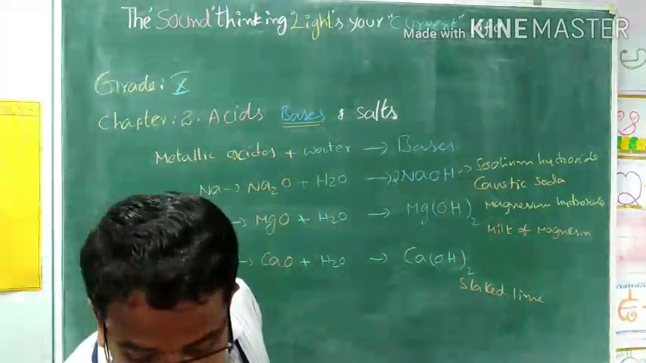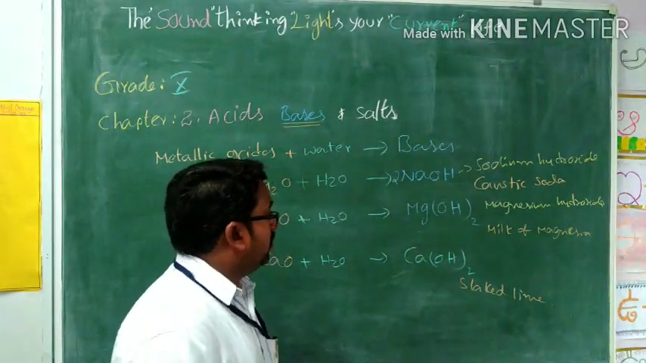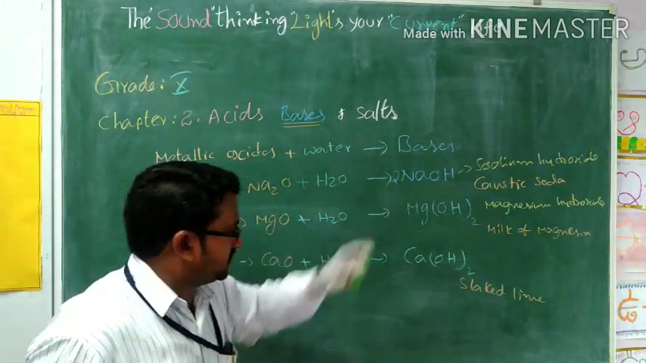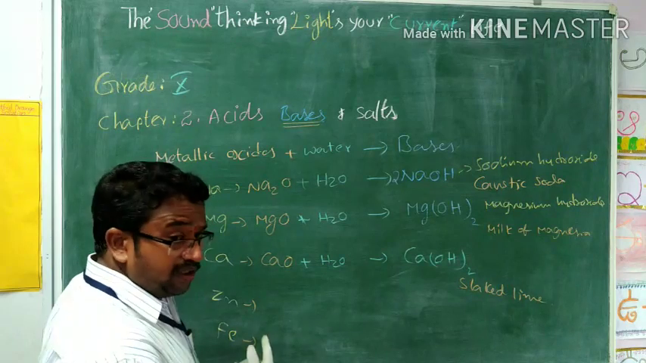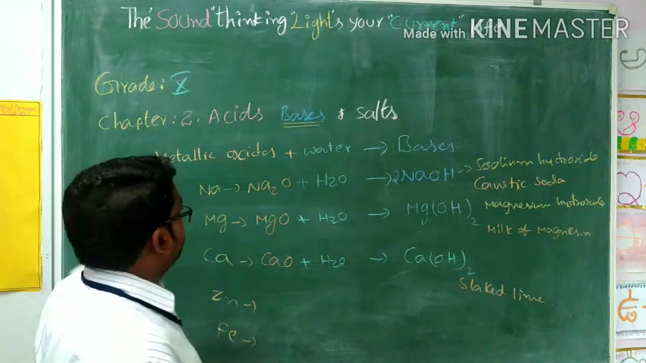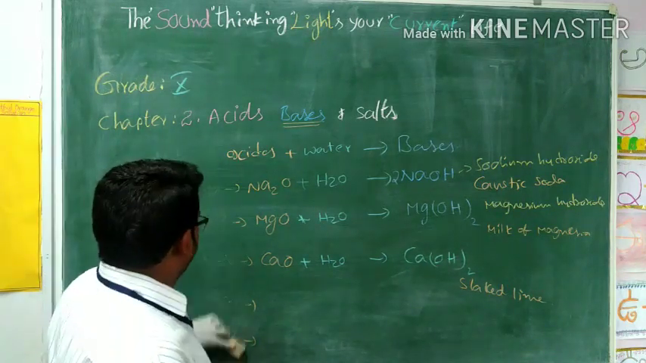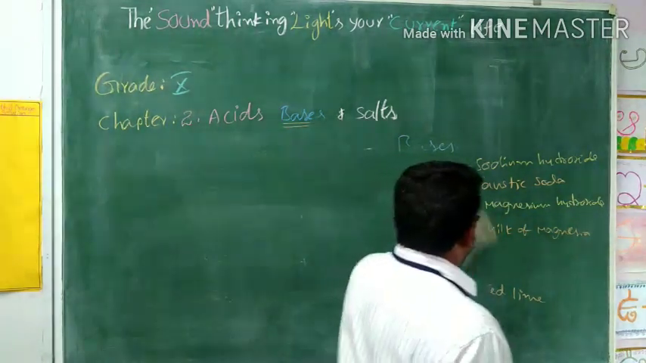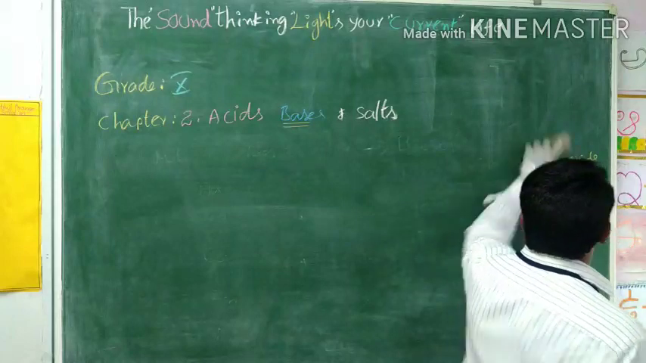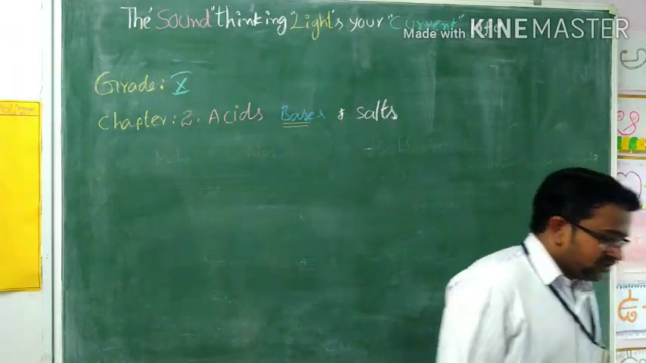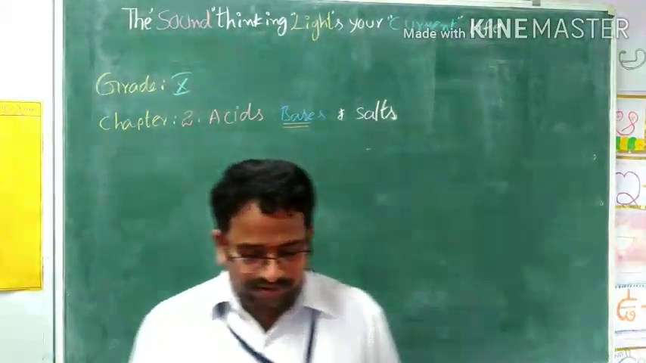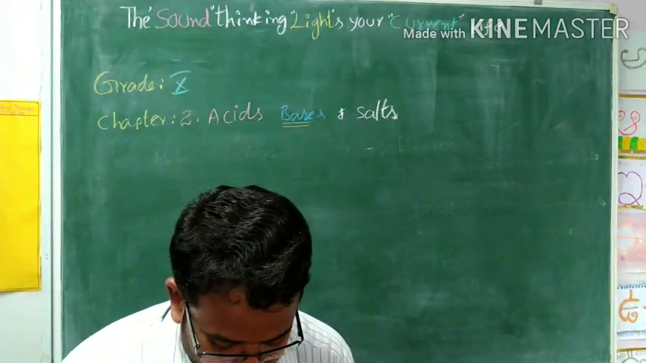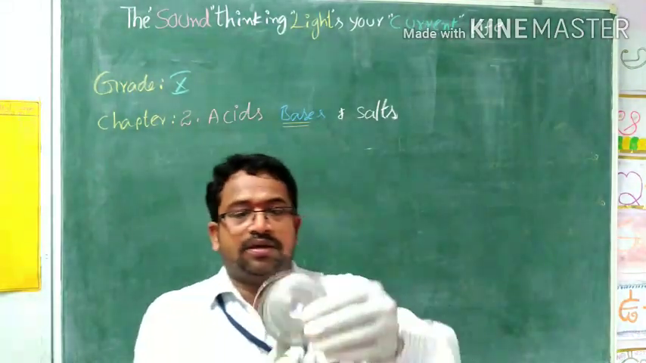Now let us see how we prepare bases. For that, I am going to prepare magnesium hydroxide. Let us see how we can prepare it. I think you understood? Yes. Let us go for that activity: how we produce the bases. For the production of bases, what are the requirements? Yes, we need one metal. For that I am going to get the metal.